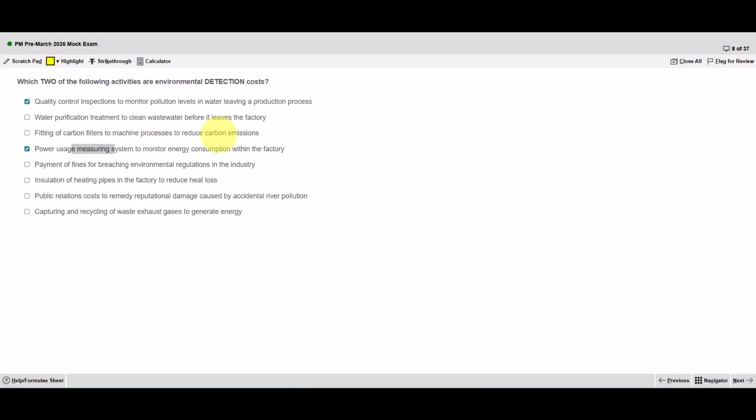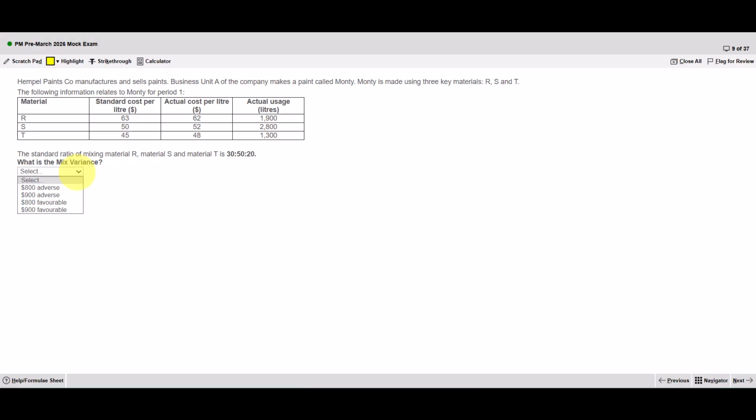The carbon filters, they are preventing that emission, so that's a prevention cost. Payment of fines, that would be an external failure cost. Insulating pipes, that prevents heat loss, that's a prevention cost. PR, that's an external failure cost. And capturing and recycling of waste exhaust gas, well, the waste exhaust gas has occurred, so that's a failure cost, but it doesn't go to the outside world. So that's an internal failure cost.